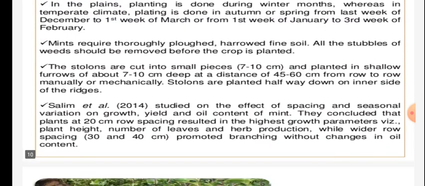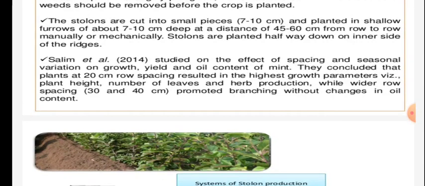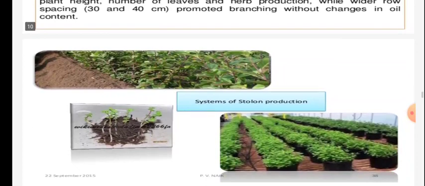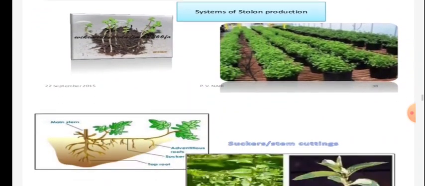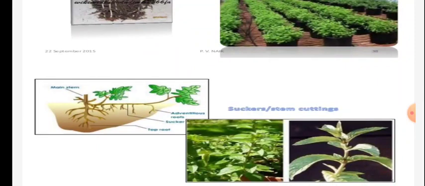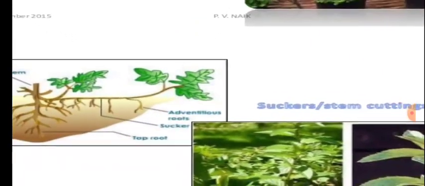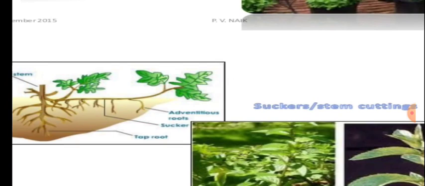According to Salim in 2014, they have given that the proper spacing gives the proper growth of the plant. So 20 centimeter in 2 rows, and 30 to 40 centimeter in 2 plants. Just you see, this is the field system of stolon production. So these are the stolon, and this is a field of mentha. The plant body shows the suckers, then the taproot system.